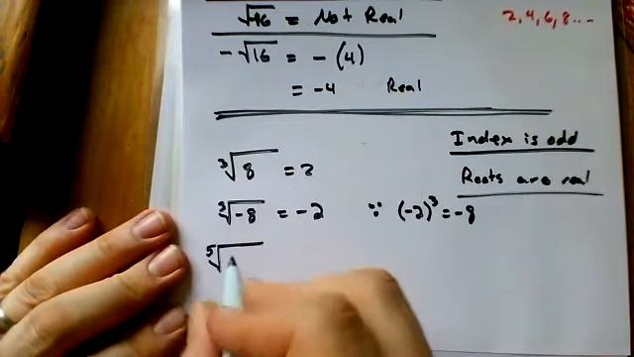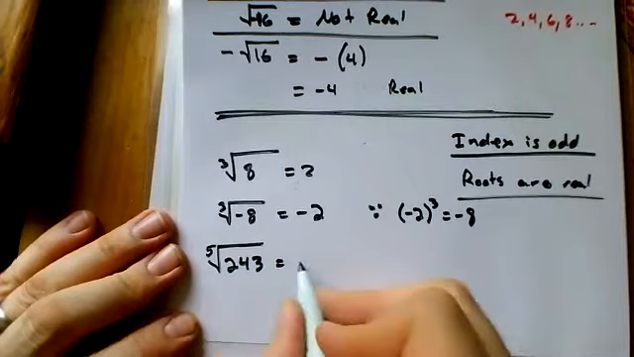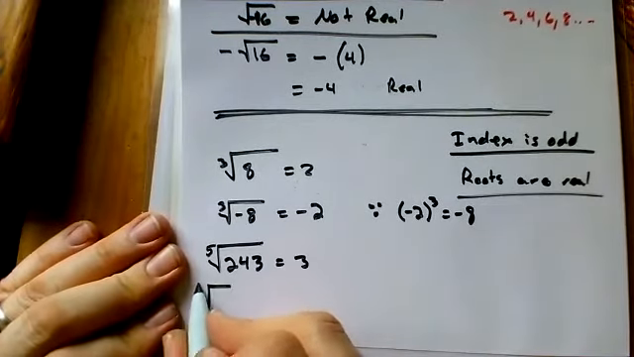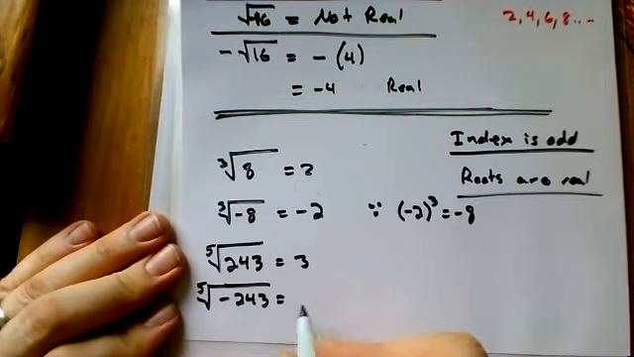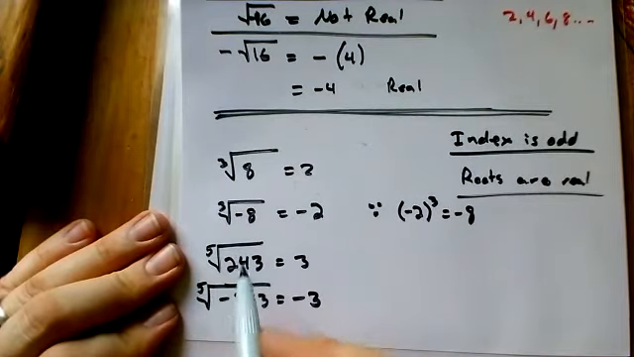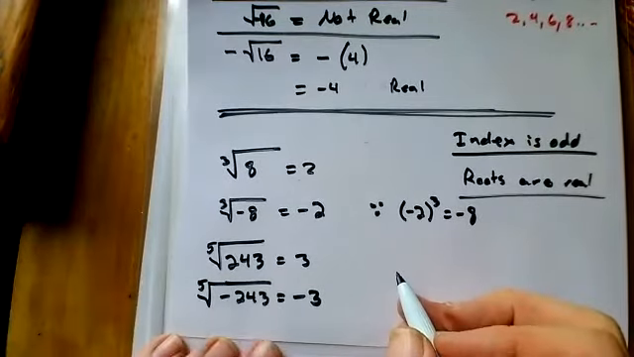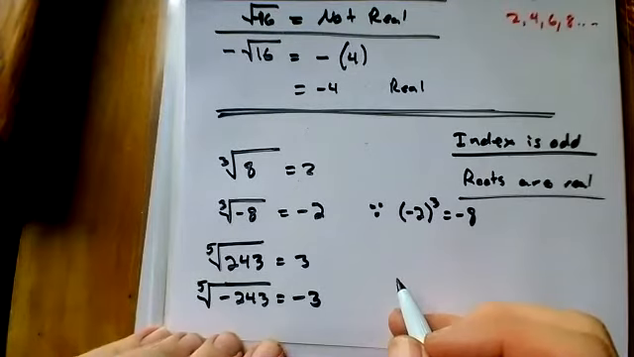I could say the fifth root of 243 is 3. The fifth root of negative 243 is negative 3. That's because 3 to the 5th power is equal to 243. And yeah, I'm a geek. I know that off the top of my head. It's okay. With enough practice, you can be this level of geek too.